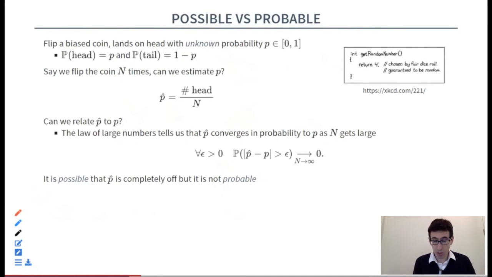For instance, if I were to flip an unbiased coin, p equal to 1/2, a million times, p hat is probably going to be something like 0.500002. So it's not exactly 0.5, but it's very close to 0.5. But if I were very unlucky, I could be in a situation where I flipped a million times and always got tail, from which I would infer that p is equal to 1.